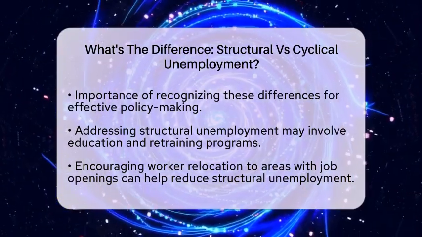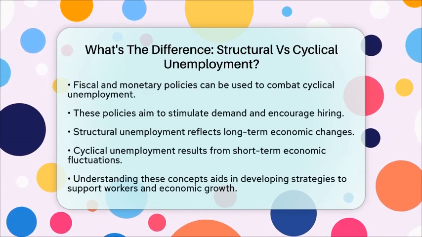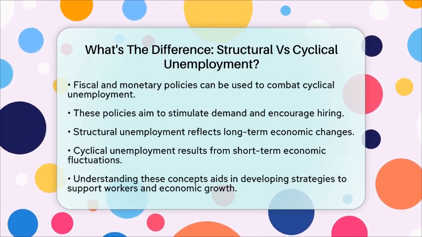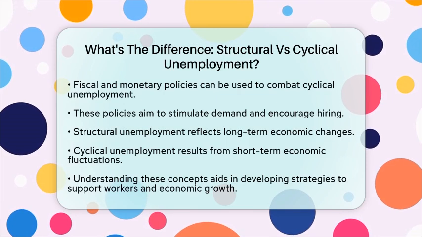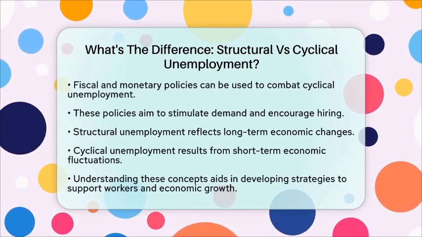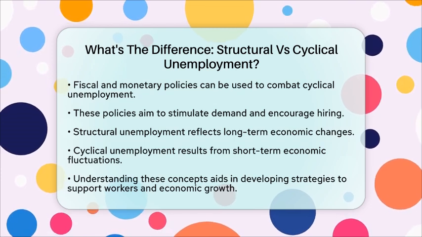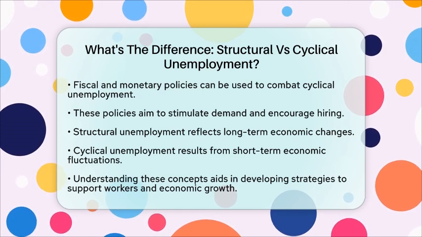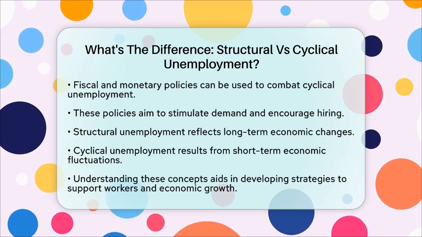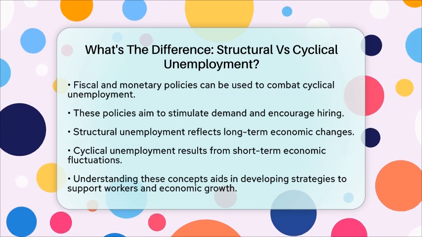These policies aim to stimulate demand in the economy, encouraging businesses to hire again and helping the economy return to its potential output level. In summary, structural unemployment reflects long-term changes in the economy, while cyclical unemployment is a result of short-term economic fluctuations. Understanding these differences allows policymakers to implement the right strategies to reduce unemployment and support economic growth. By focusing on the specific nature of unemployment, we can better address the challenges faced by workers and the economy as a whole.